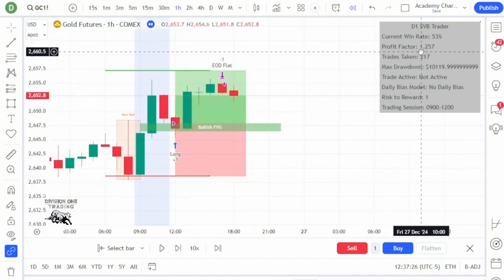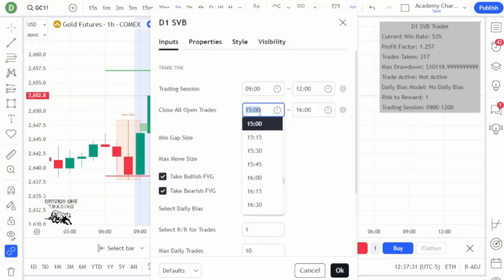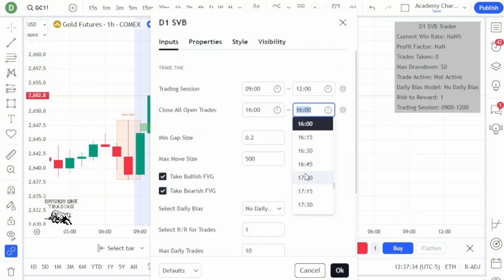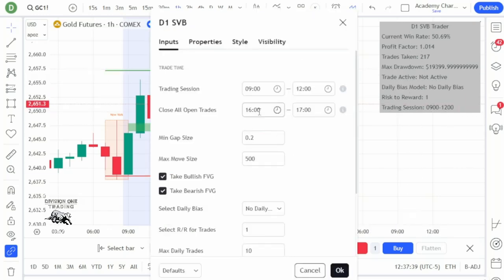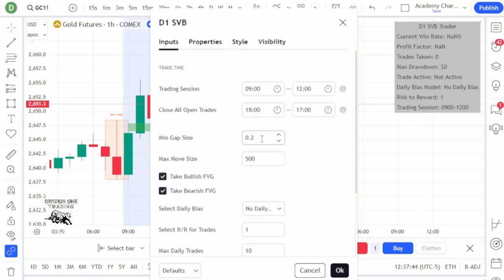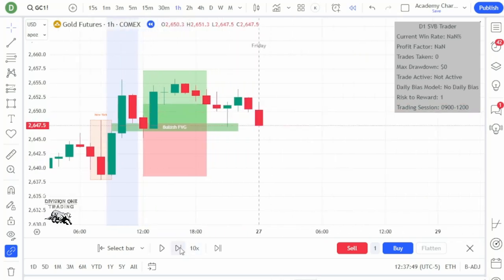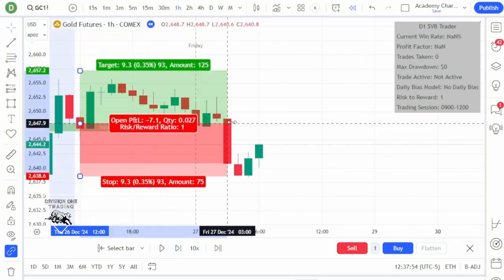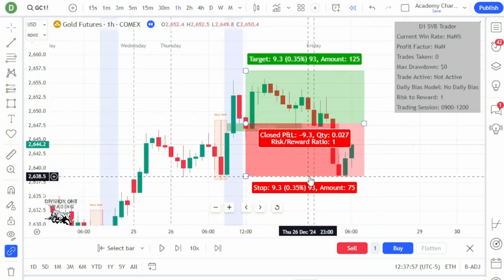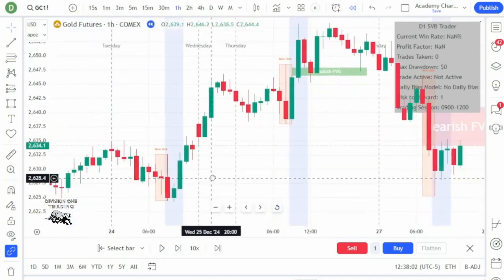Now, why did it say EOD flat right there? Remember, I have my close. If I didn't want it to close, I could just change that to a later time. I have another hour. Let me change it back. It might be seeing it as the futures close, but yeah, it's seeing it as the close of the day. But you could hold that setup if you wanted. You probably would have got stopped out there. But that is the mechanics of the setup.